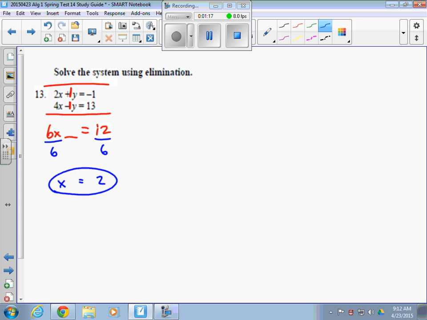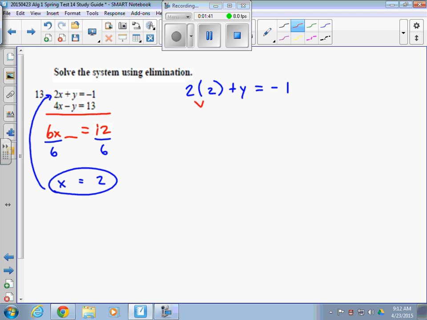Remember, the solution to a system is the point where the 2 lines cross when you graph them. This is only one value, x is 2. In order to find the other one, substitute it back in to one of the equations. If they look the same, just pick the top equation. 2 times x, and our new value for x is 2, plus y is equal to -1.